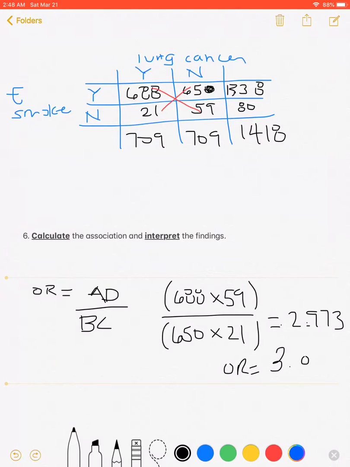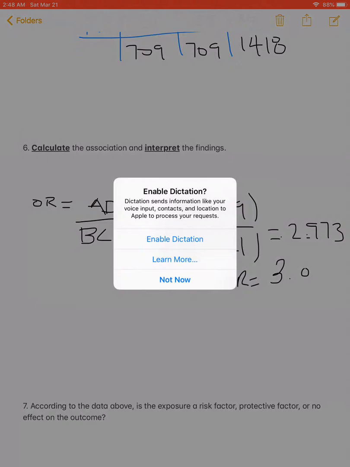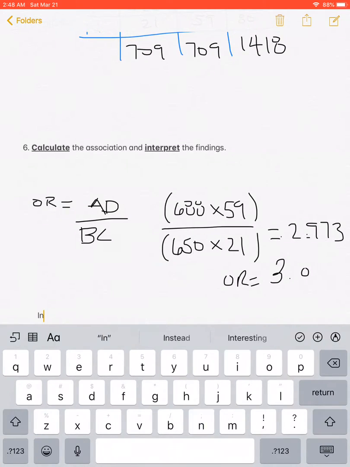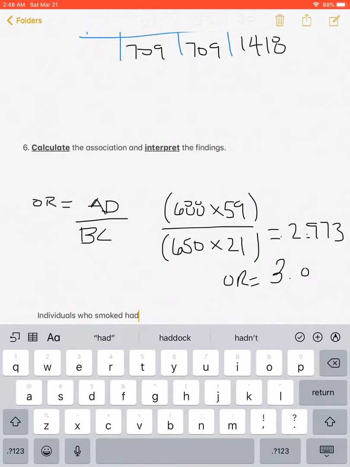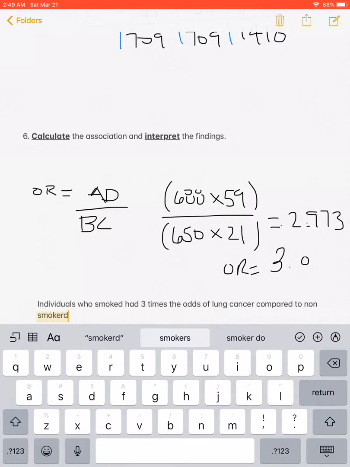Now, how do we interpret that? Well, the interpretation of that would be individuals who smoked had 3 times the odds of lung cancer compared to non-smokers. That was how we would interpret that.